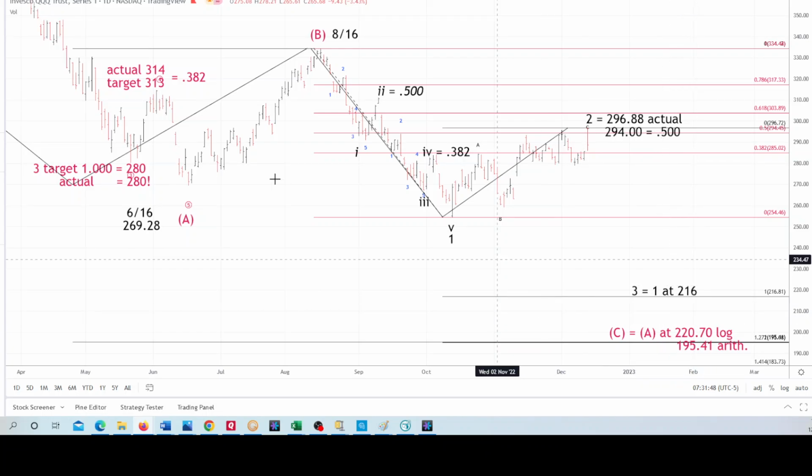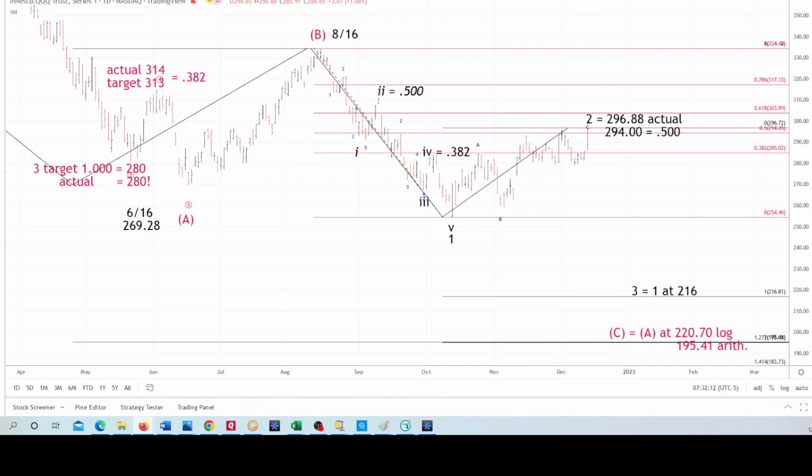In the larger degree of trend, we have wave A down from the all-time highs in November, which was over a year ago. Wave B up in August. Wave C equals A in logarithmic terms at 220 and in arithmetic terms at 195. We use log for larger time frames like this.